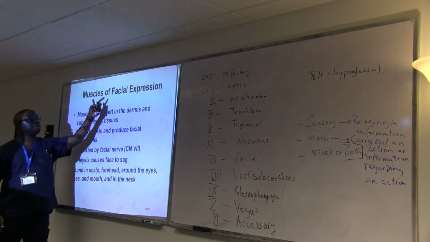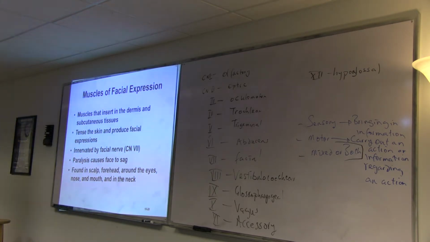So what are the muscles of facial expression? We're not going to go through everything, but I'm just going to give you some examples. Now remember, when we're looking at these muscles, we are trying to find out where they are coming from, where they are going, and what they do. Origin, insertion, and action.